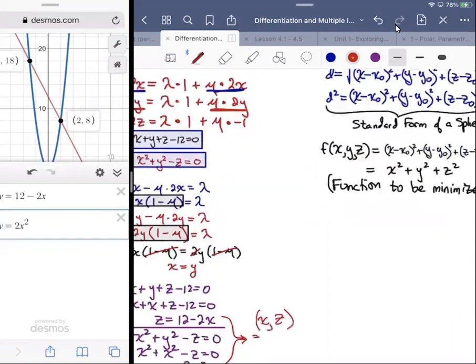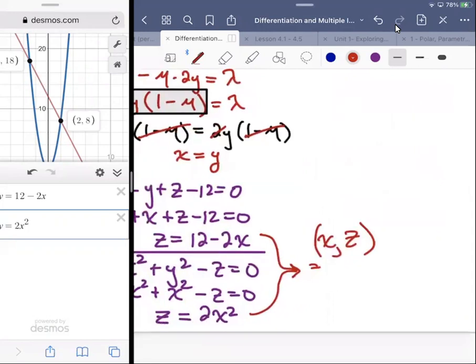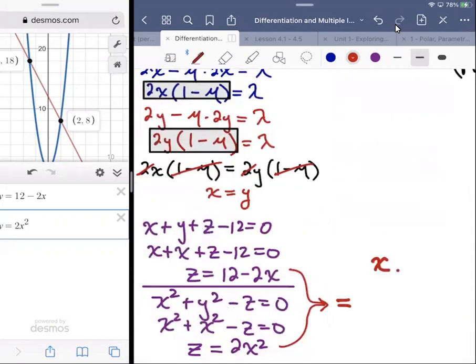I gotta bring it in, sorry. Handwriting, when I try to do it too far away, the handwriting gets just too bad. All right, so x comma z would be negative 3, 18 and 2, 8.